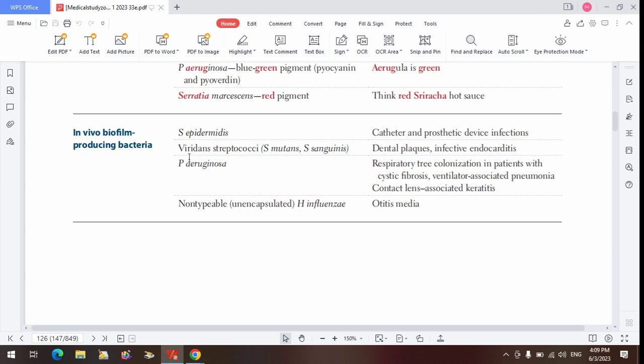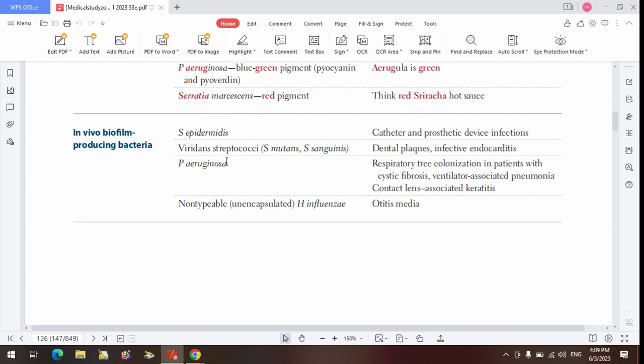Viridans streptococcus. And one thing about staph epidermidis is that it's one of the major contaminants for blood culture because we take blood culture from injection through the skin. And it's one of those normal flora within the skin, so it can get into the blood culture that we are obtaining and contaminate it.